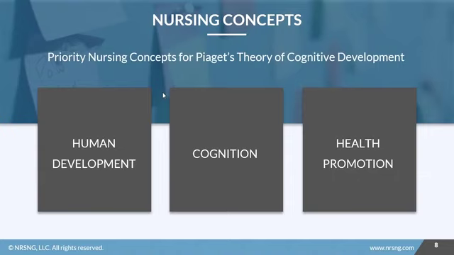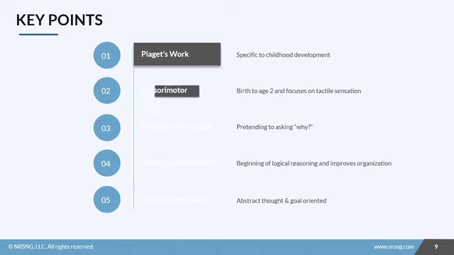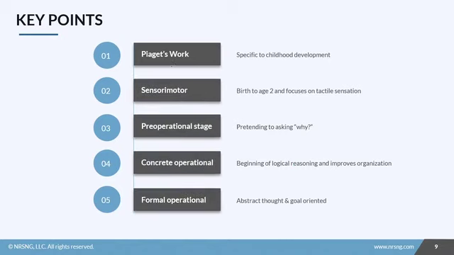As we've gone through Piaget's theory of cognitive development, we've really focused our nursing concepts on human development, cognition, and health promotion. So let's recap. Piaget focused his work on childhood development. So be sure to refer back to this when you're working with your pediatric patients, or when you're moving forward and you're thinking about your adult patients.